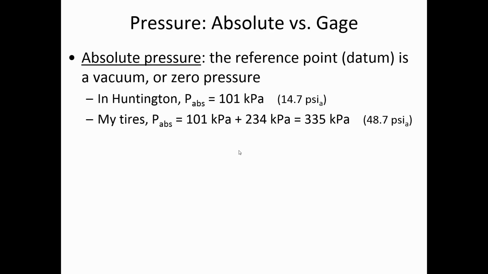So you can notice that ABS is the subscript there. It means the absolute pressure, so we're measuring those pressures relative to the vacuum of space. Now gauge pressure, of course, is a little different.